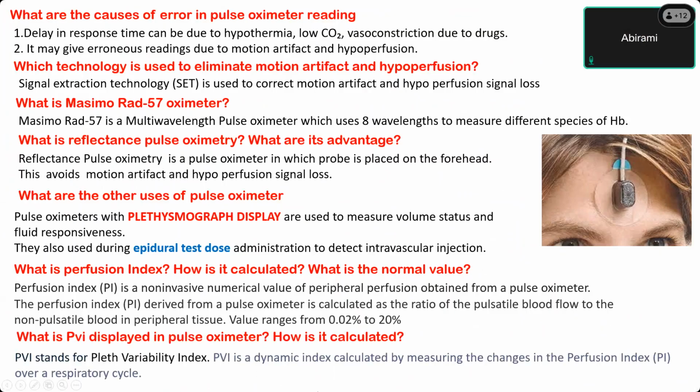Respiratory. Dynamic, it is calculated by measuring the perfusion index over the respiratory cycle. The variability occurs in response to a cyclical change because of inspiration and expiration. So that is how it is a dynamic index calculated, measuring the changes in perfusion index during a respiratory cycle.